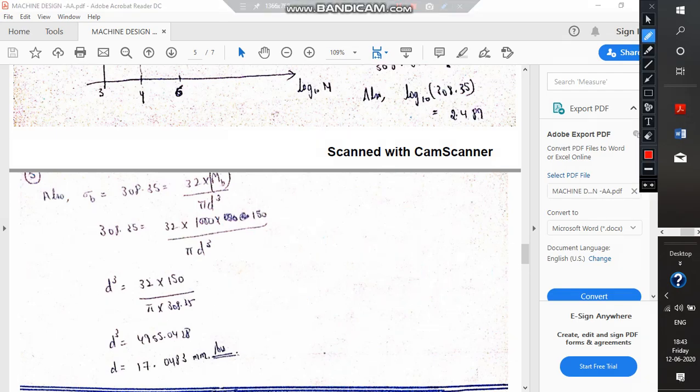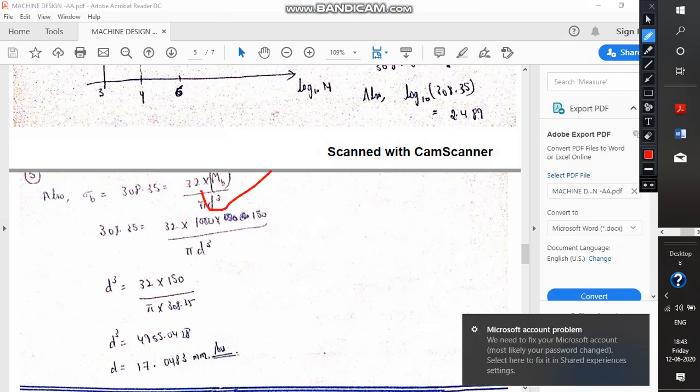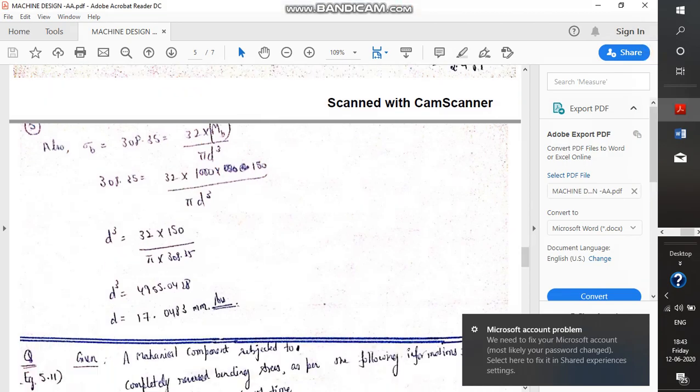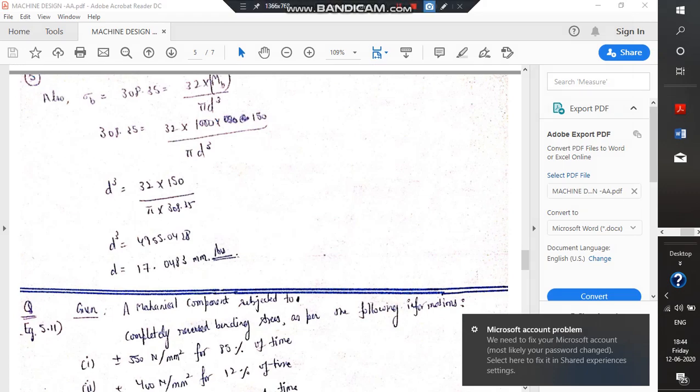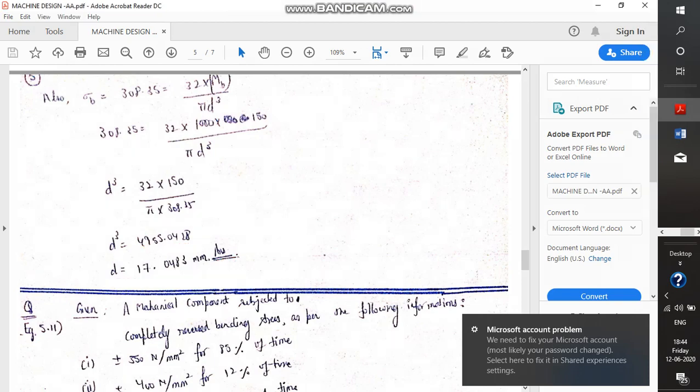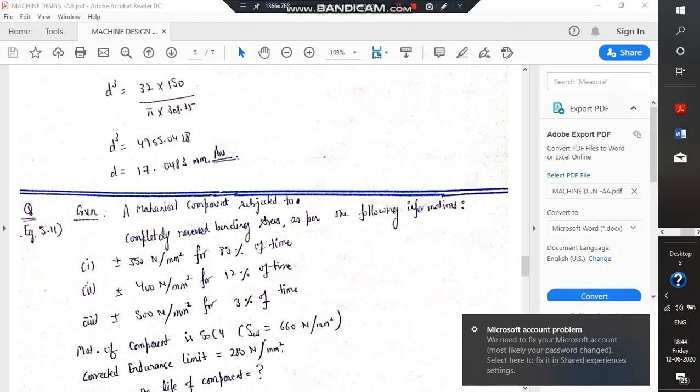And now when we calculate it, it is going to be 32 MB by pi d cube, and why it is so, I have discussed in the previous question also. When we calculate it, it gives us the value of d cube equal to 4955, and we calculate d equals 17.0483 mm, which is the answer.